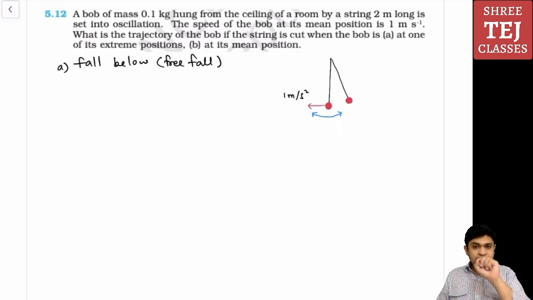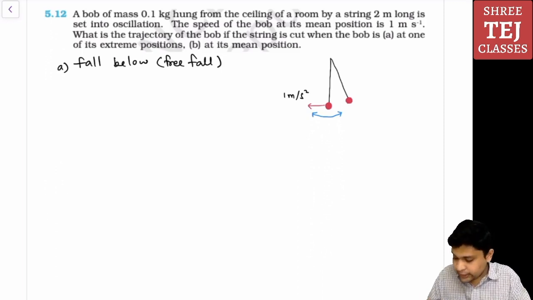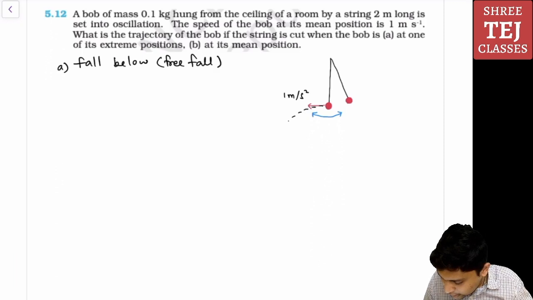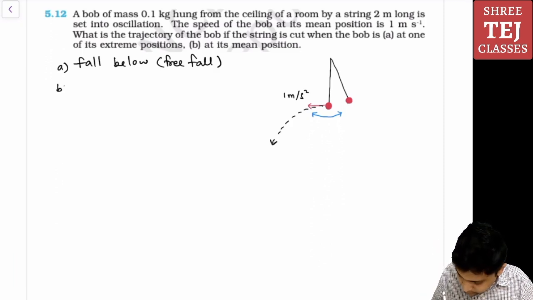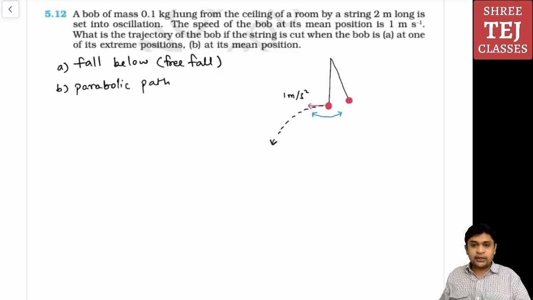But now what about at the mean position? At the mean position, it has a horizontal component of velocity, but no vertical component of velocity. So what will happen? The ball will move in a parabolic path. Okay. So the horizontal component will remain the same, but due to acceleration due to gravity, it will gain a vertical component. So it would fall in a parabolic path. Let us move to the next question.